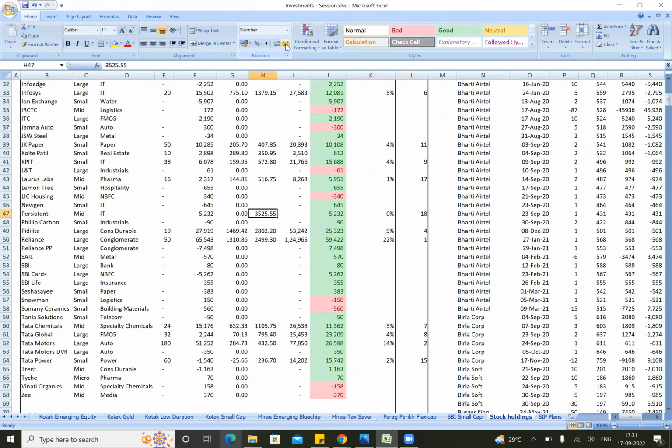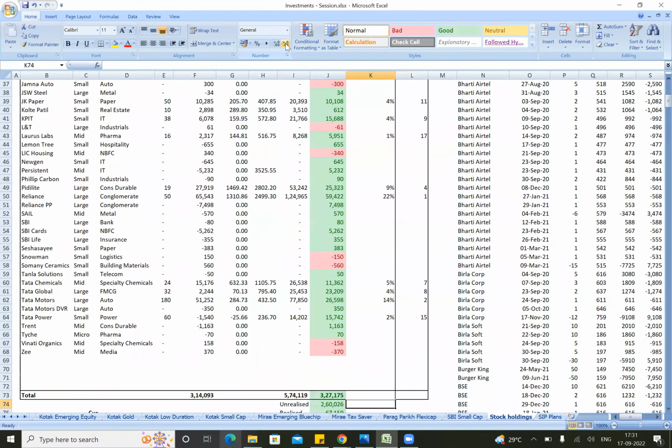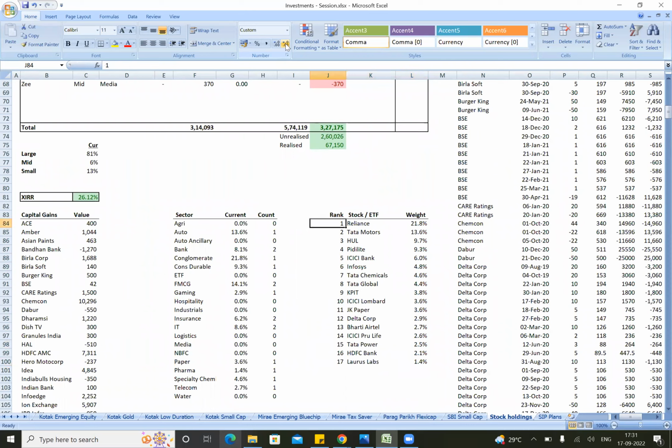Okay. Now see, Persistent, I actually sold it off, but I forgot to remove this. So that is why it was catching 18 and then 0%. I can remove this as well. So I have only got 17 stocks as of now. You just delete that. Balaji Amines also got sold. So these are the weightages.